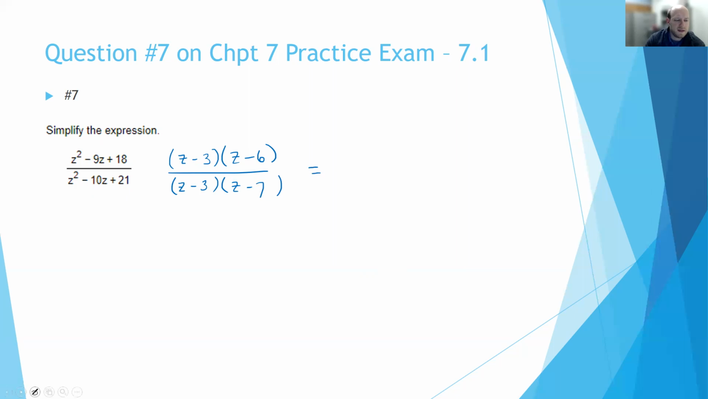So then here, again, now that it's all factored into products, I can cancel on top and bottom. So I can cancel this z minus 3 and the z minus 3. And I'm left with z minus 6 on top over z minus 7 on the bottom.